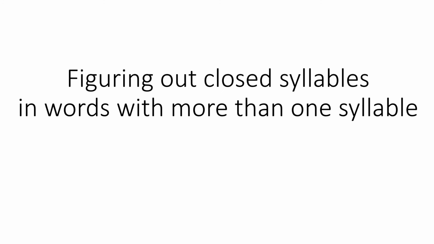So how do we figure out closed syllables in words with more than one syllable? Well, first we have to look at the word and determine the vowels. So here we have two vowels, O and E. The next step is we look at the consonants between those two vowels. If they are an even number, so here we have two, N and D, and if it's not a blend or digraph, we usually split right down the middle. So in this case, we can split in the middle.